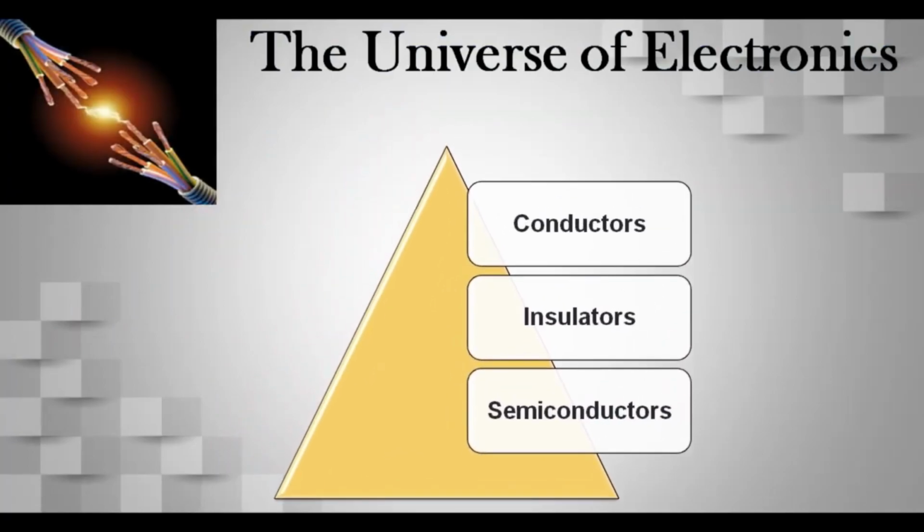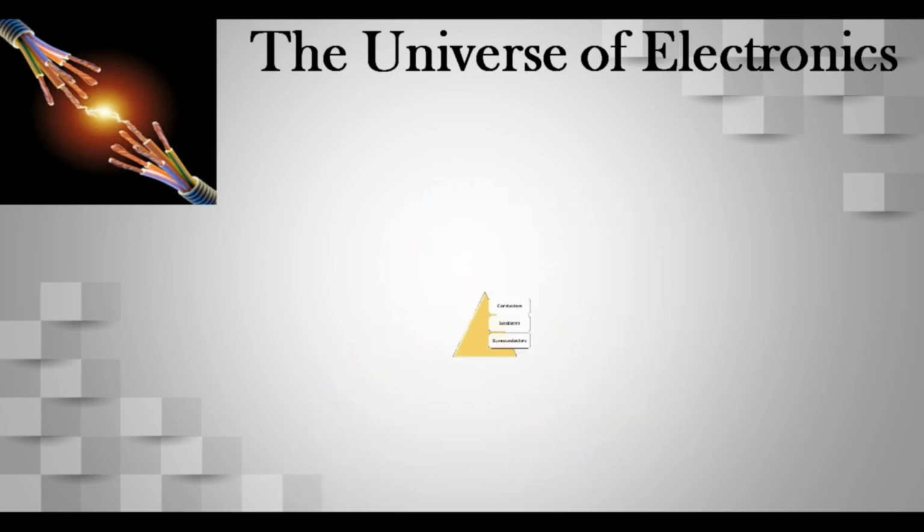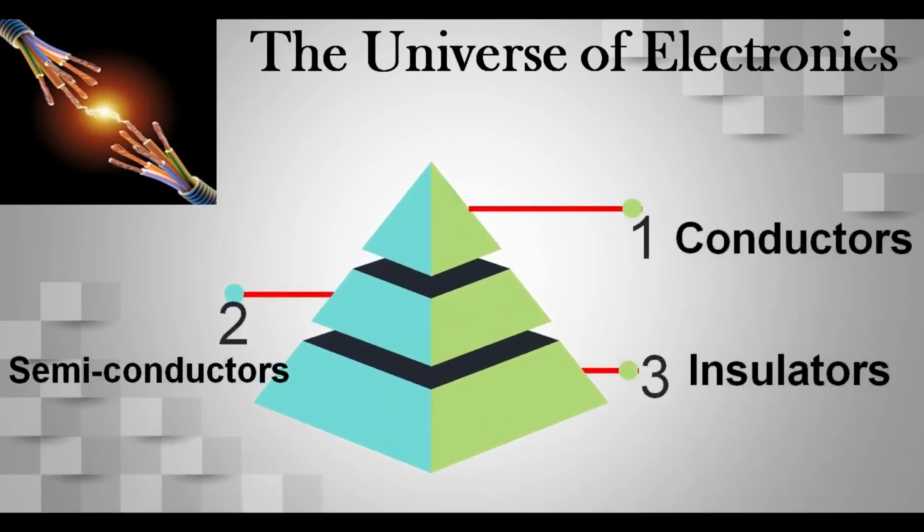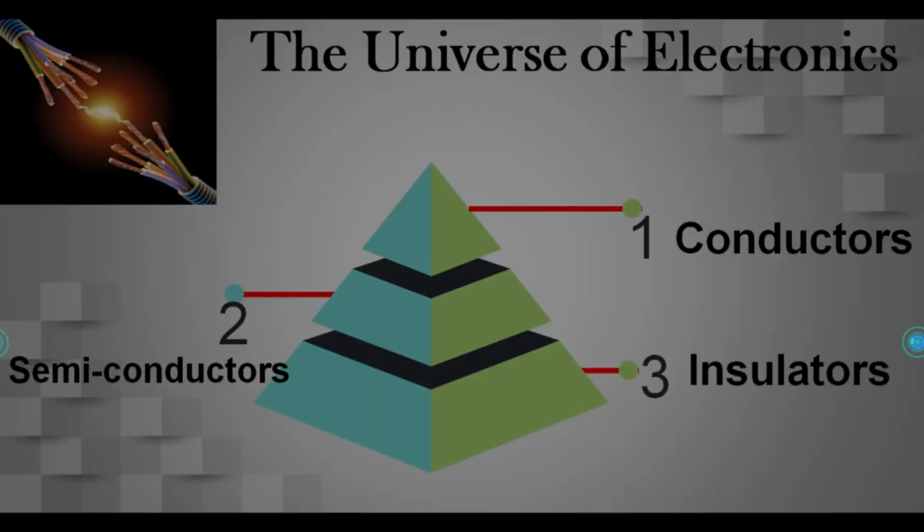So, what is there in the universe of electronics? We have conductors, insulators and semiconductors. Everything rotates around these three parameters, and conductors lie at the top in terms of conducting electrons. Electrons are always available for conduction in conductors. In insulators, we don't get electrons for conduction, but insulators play a very important role in electronics. And at the intermediate level, we have semiconductors. Let us explore how we are going to deal with them.